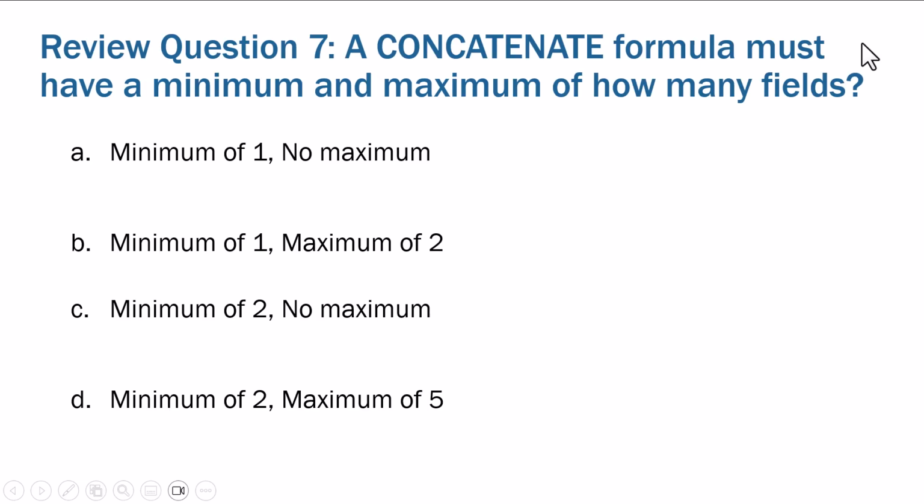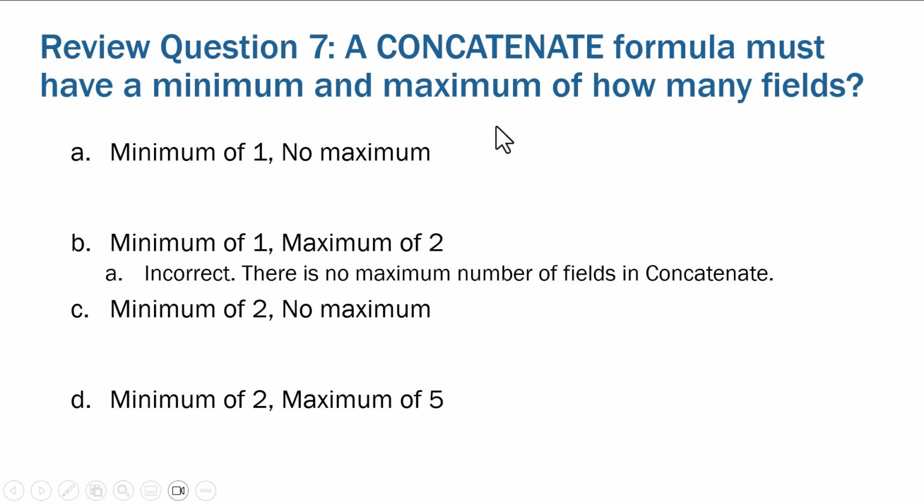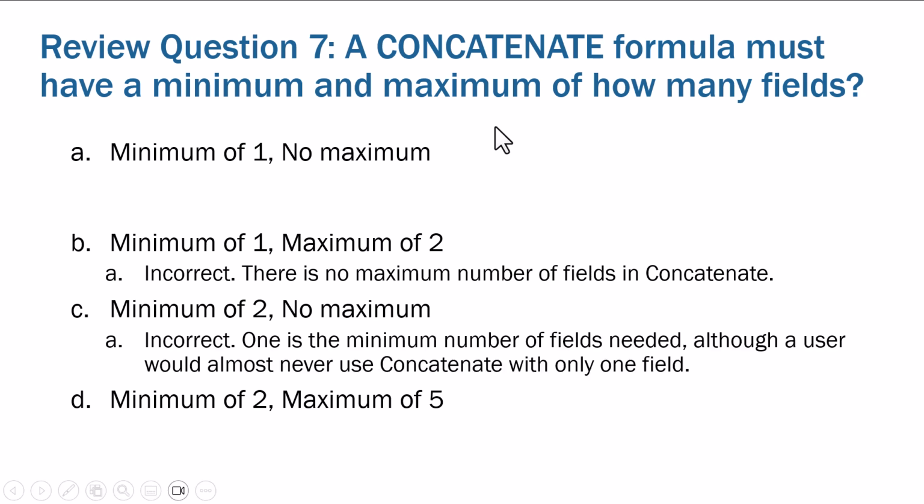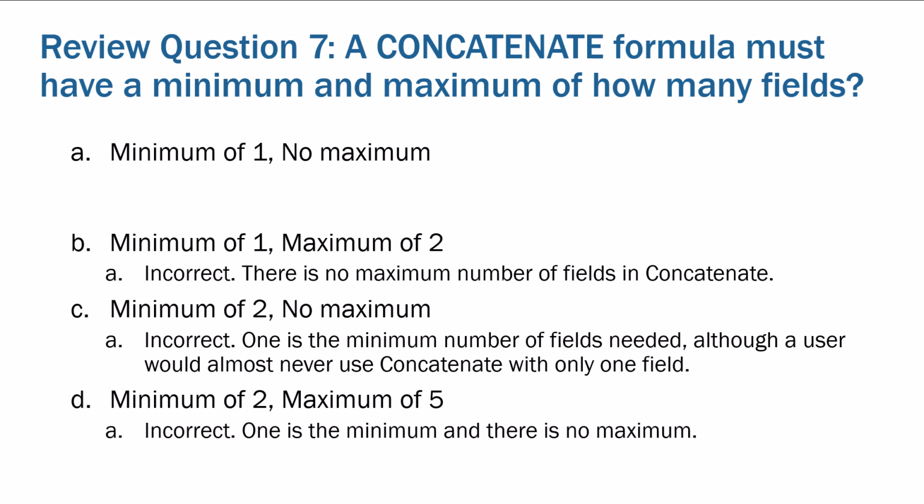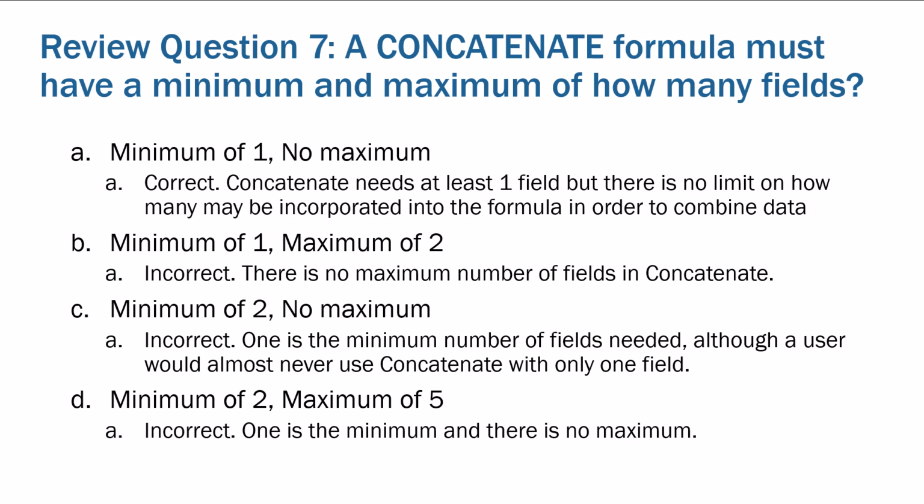Yeah, if you go to the next review question, concatenate must have a minimum and maximum of how many fields? All right, well, I didn't cover this, so we'll cover it right now. It's not a minimum of 1 and a max of 2. It's not a min of 2 and no max. It's not a minimum of 2 and a max of 5. It is a minimum of 1 with no maximum.